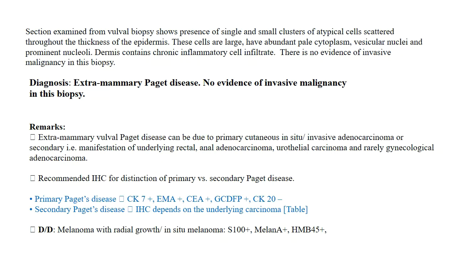this section from the vulval biopsy shows presence of single and small clusters of atypical cells scattered throughout the thickness of the epidermis. These cells are large, have abundant pale cytoplasm, vesicular nuclei and prominent nucleoli. Dermis contains chronic inflammatory cell infiltrates. There is no evidence of invasive malignancy in this biopsy.